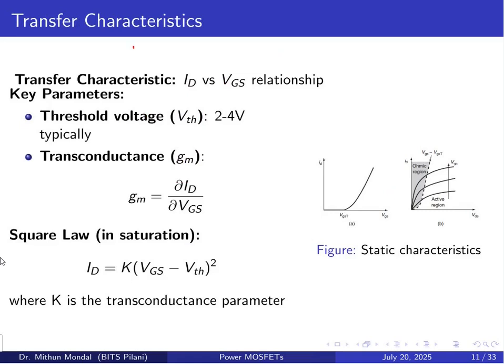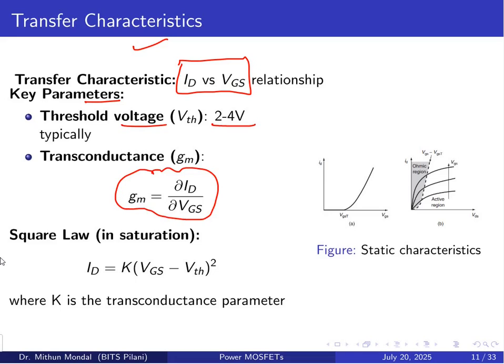The transfer characteristic, which is basically the drain current versus the gate to source voltage, and the key parameters that are involved are the threshold voltage which is 2 to 4 volt typically, and the transconductance which is the change in the drain current with respect to the change in the gate to source voltage, and it obeys the square law relationship in the saturation mode. So you have the drain current which is equal to K times, K means the transconductance parameter, and the difference of the voltage, that is gate to source voltage minus the threshold voltage, squared.